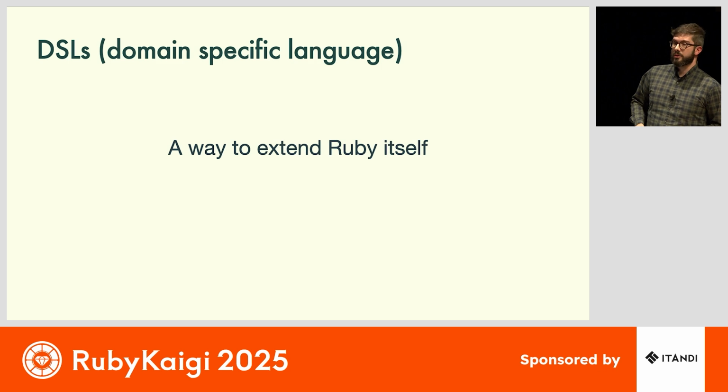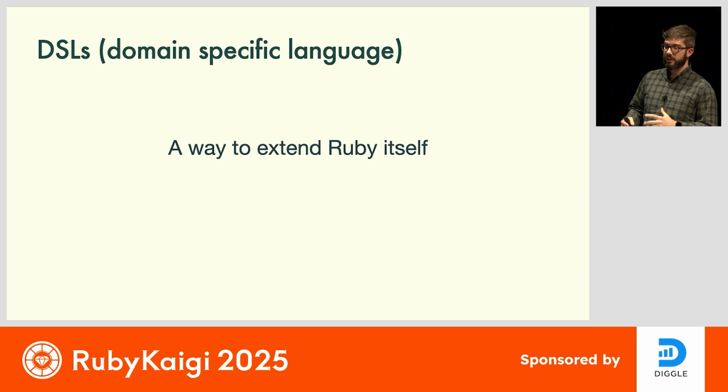So what are DSLs? DSL stands for domain-specific language, and the way that I like to think about it is that it is a way for us to extend Ruby itself, so change the way that Ruby works. It allows us to do things that have dedicated syntax in Ruby in other ways, using different types of syntax.